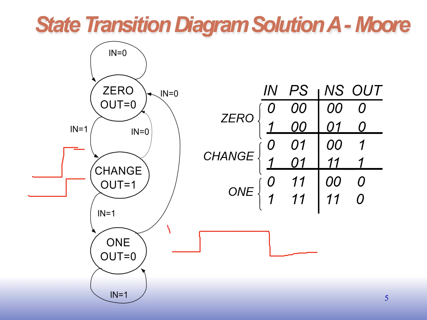This is input, this is input, this is input. Okay, when there is a change from 0 to 1, the output is 1, that is given here.